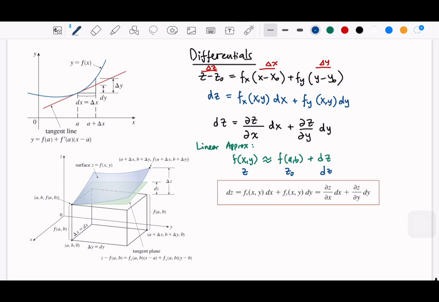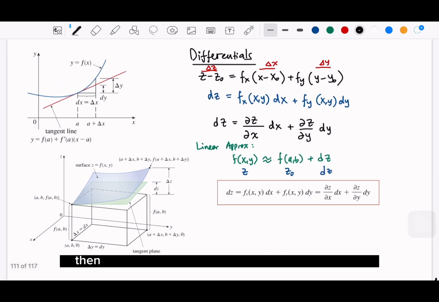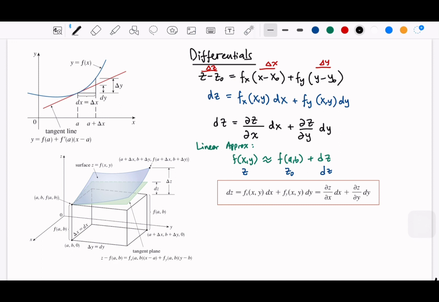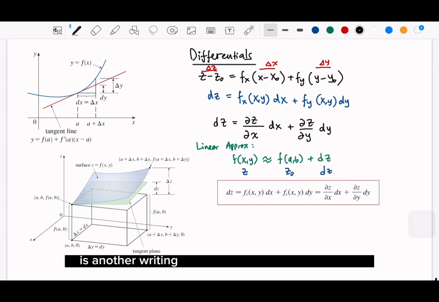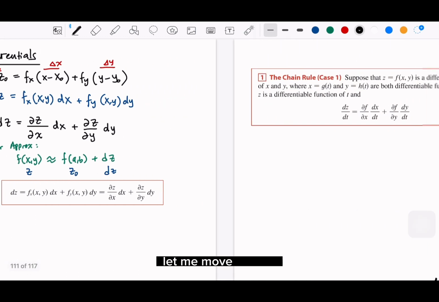Okay, let's move to the chain rule. You can just take some picture, because this is just another way of writing the tangent plane equations, and we can make it into what we call differentials. So nothing really new. Okay, let me move to here.